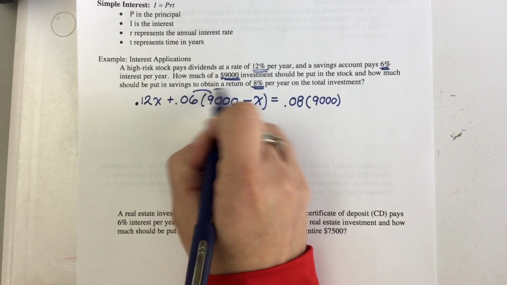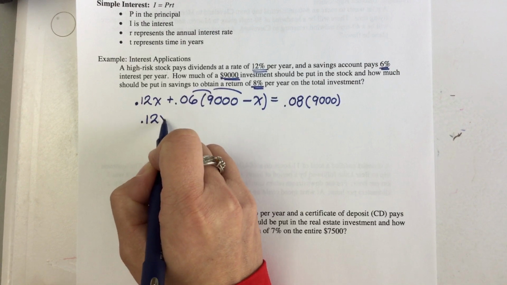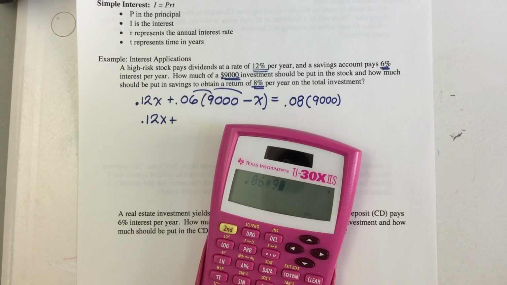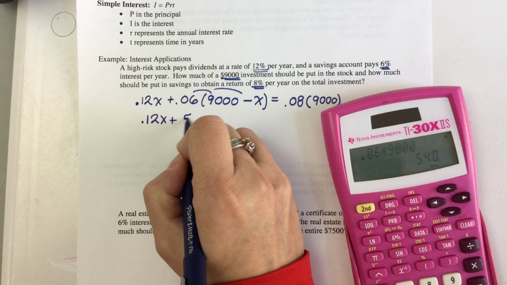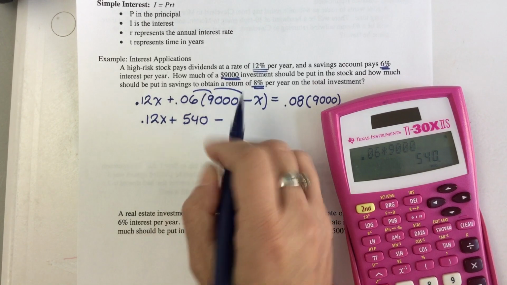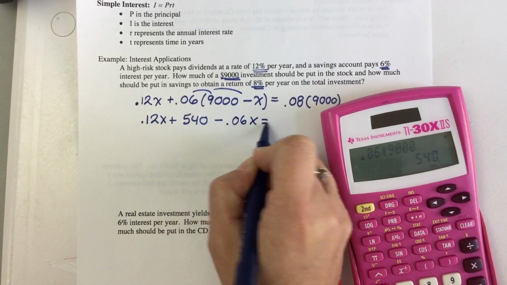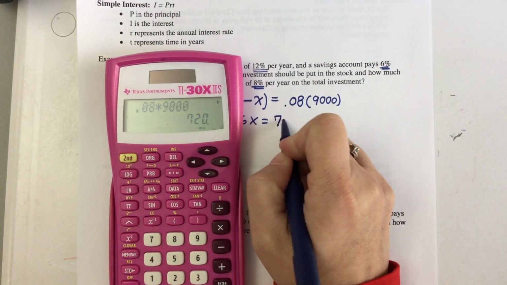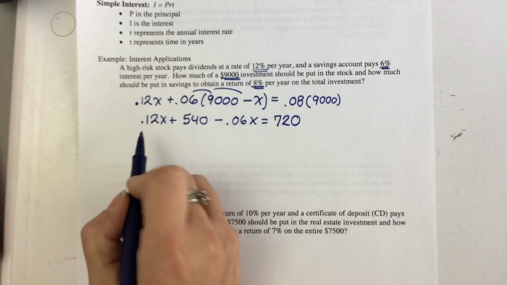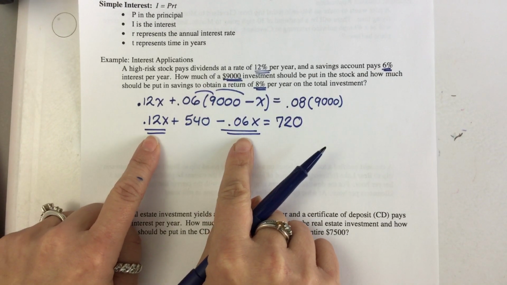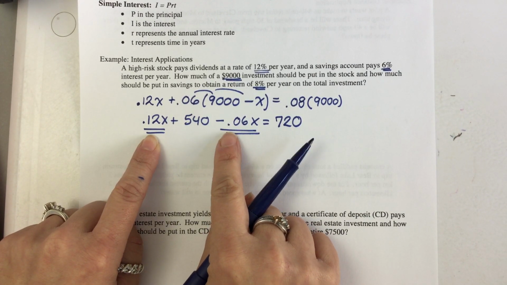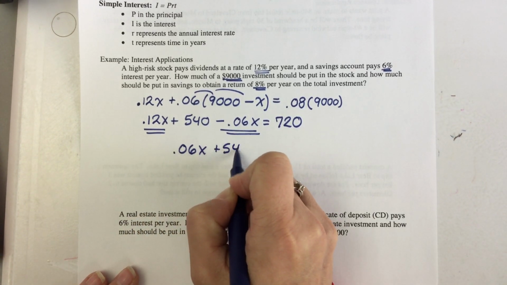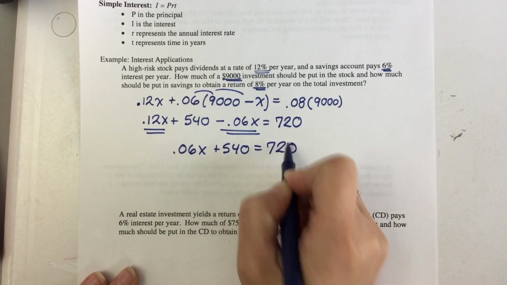Step one, let's eliminate those parentheses. So 0.12x plus, if I go 0.06 times 9,000, it's 540 minus 0.06x equals, if I take 0.08 times 9,000, it's 720. I have like terms. If I combine 0.12x and a negative 0.06x, I have positive 0.06x plus 540 equals 720.